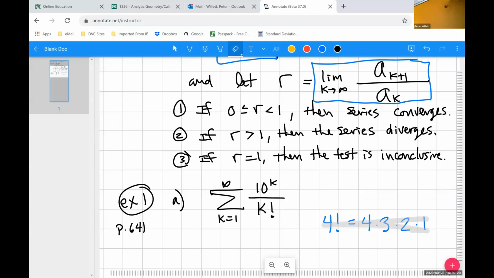Okay, so how do we do this? Well, again, let's just take a second and look at the first few terms to try to get a sense of what's going on. When k is a 1, we have 10 to the 1, which is 10, divided by 1. When k is a 2, this goes up to 10 squared, which is 100, divided by 2 factorial, 2 times 1, which is 2. When k is a 3, we have 1,000 divided by 3 factorial, which is 6. 3 times 2 times 1 is 6.